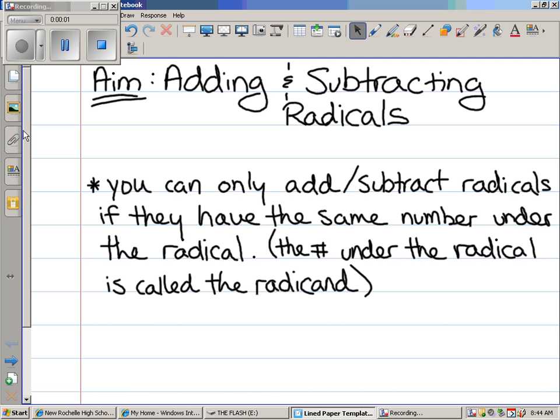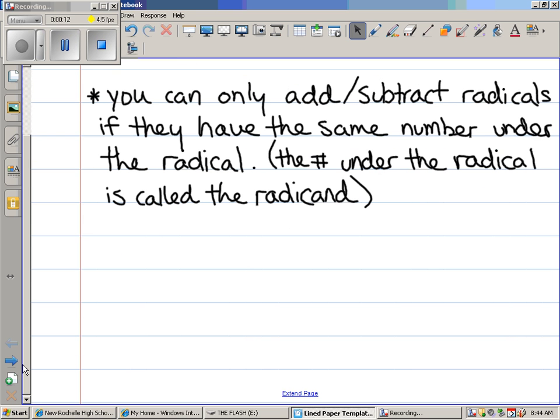So today we're talking about adding and subtracting radicals, and basically you can only add or subtract radicals if they have the same number under the radical. The number underneath the radical is called the radicand. Just throwing some vocab at you. So let's do some examples.